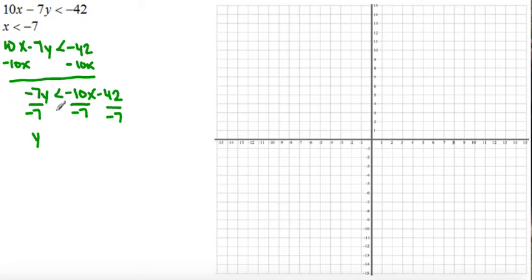Since I divided by a negative, my inequality symbol flips to greater than, and then negative 10 over negative 7 doesn't simplify, but it does become positive because a negative divided by a negative is a positive. So I have 10/7 x, and the negative 42 divided by negative 7 is positive 6. So my slope here is 10/7, and my y-intercept is 6. Alright, the second equation is already in the proper form, so it's x less than negative 7. It's going to be a vertical line.